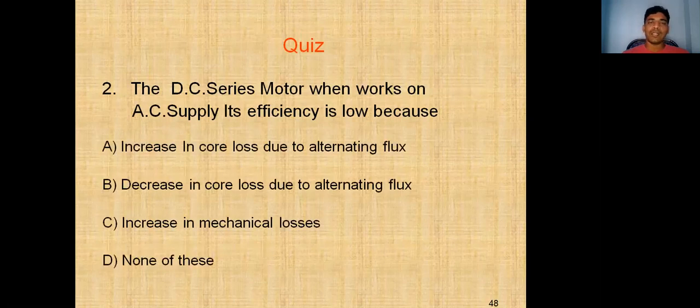The DC series motor, when it works on AC supply, its efficiency is low because of: increase in core losses due to alternating flux, decrease in core losses due to alternating flux, increase in mechanical losses, none of this. Increase in core losses due to alternating flux.